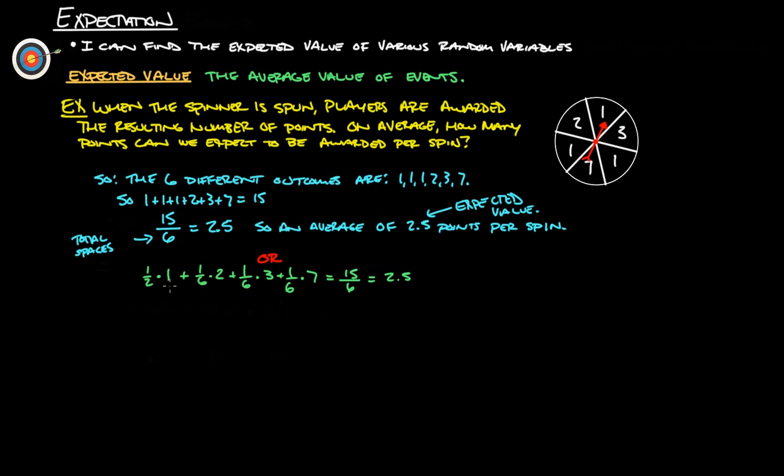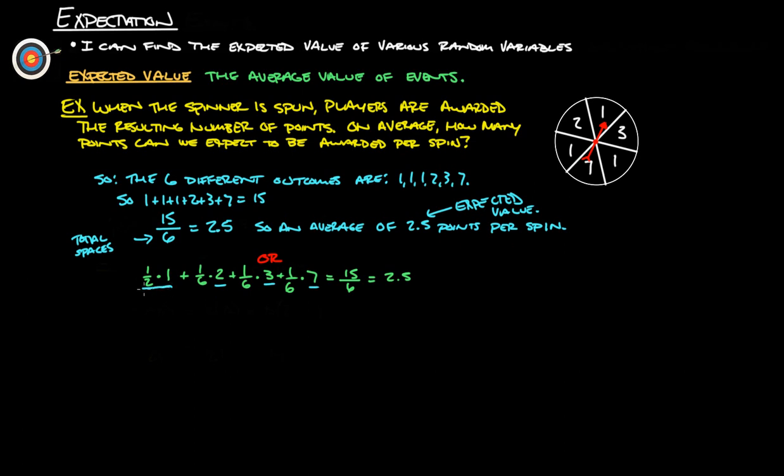Now, another way we could have calculated that is to say, okay, we've got 4 different possible outcomes: 1, 2, 3, and 7. What's the probability that we'll spin a 1? 3 of the 6, which is 1/2. 3 over 6 is 1/2.